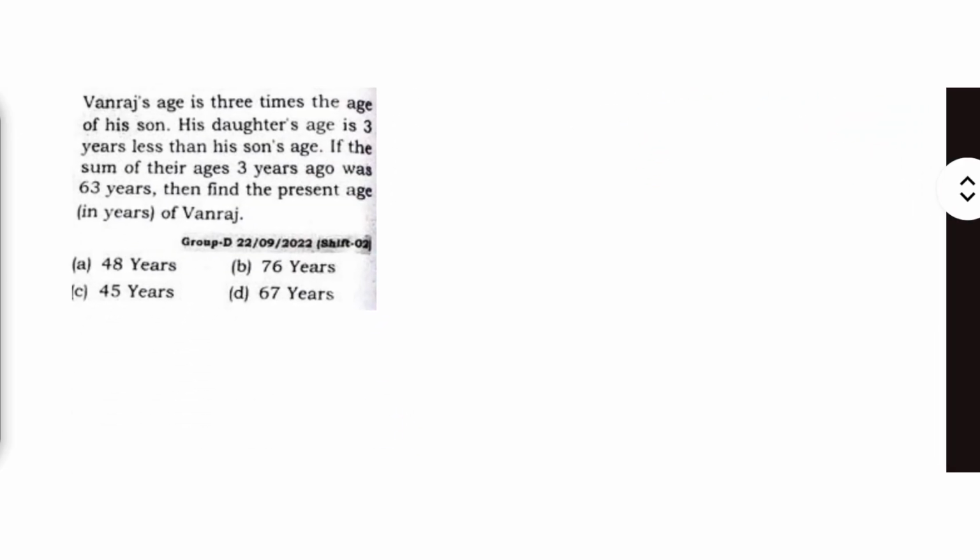Vanraj's age is 3 times the age of his son. His daughter's age is 3 years less than his son's age. If the sum of the ages 3 years ago was 63, then find the present age of Vanraj. See guys, Vanraj is 3 times the age of his son. Vanraj's daughter is 3 years less than his son's age.